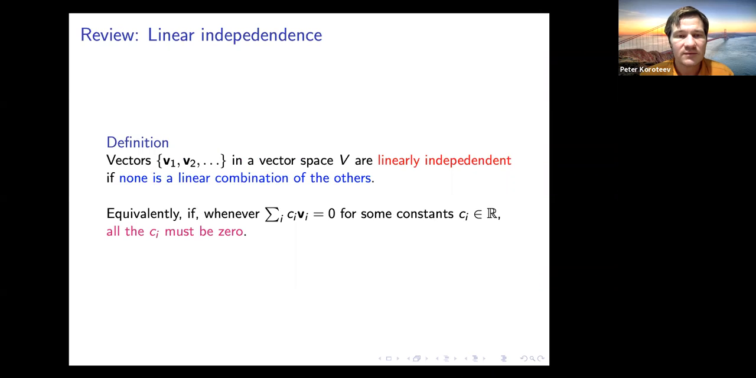We call vectors linearly independent in vector space V if none of those vectors is a linear combination of the others. Or equivalently, vectors V1, V2, and so on are linearly independent if the sum of ci vi is equal to 0 only when it is the trivial linear combination.